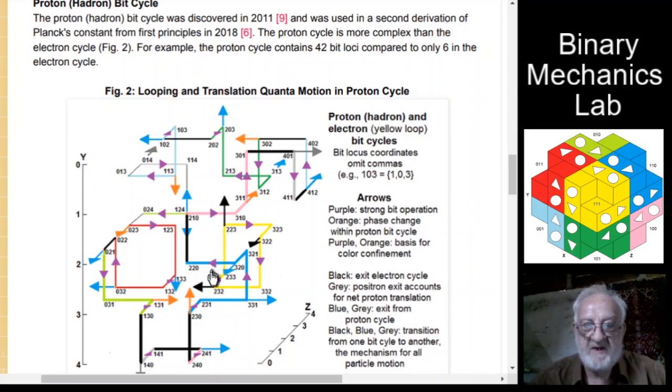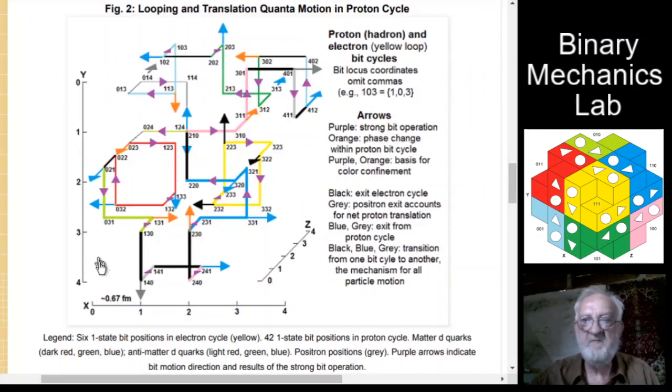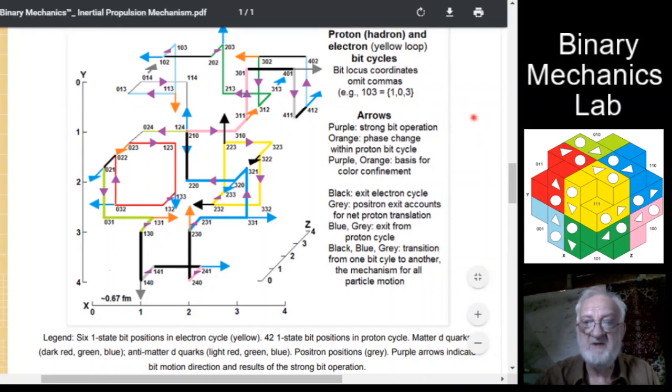In the schematic here, the same thing we showed you in figure 1, the yellow path shows the looping motion of quanta in the electron bit cycle. The black arrows show when quanta exit the electron bit cycle. Rather simple compared to all of this other stuff. Notice that the bit locus coordinates omit the commas. For example, 103 up here equals 1 comma 0 comma 3 as the coordinate.